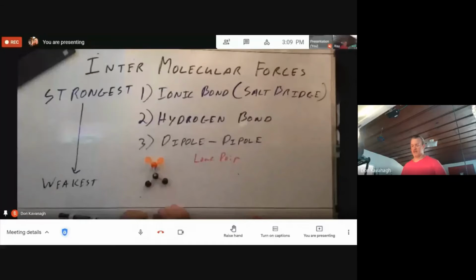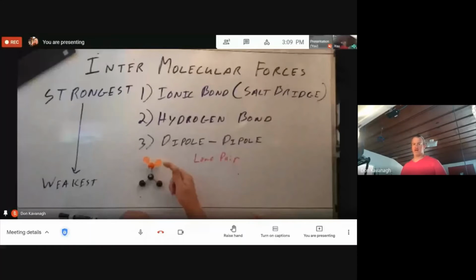Note that this molecule would fail an ionic bond test. It has a negative end, but it doesn't have a positive end, so it fails. Hydrogen bond, it would fail the hydrogen bond test. It does not have a hydrogen that is bound to an oxygen, nitrogen, or fluorine.